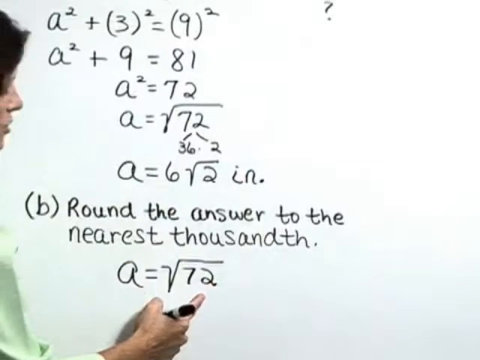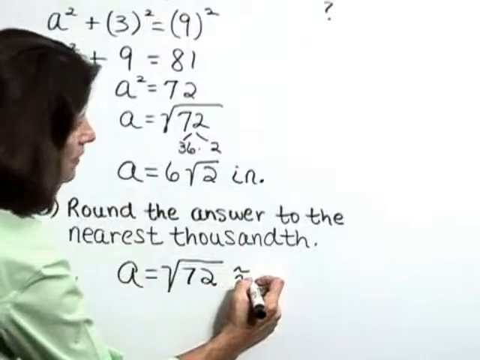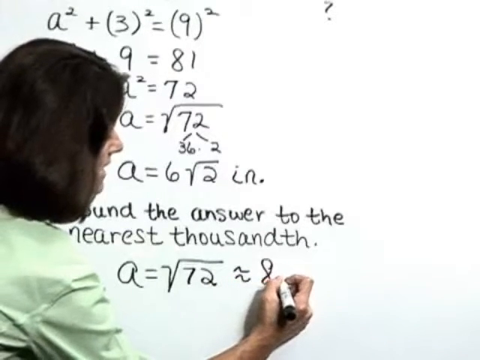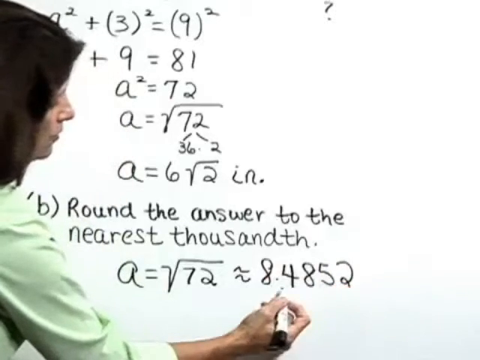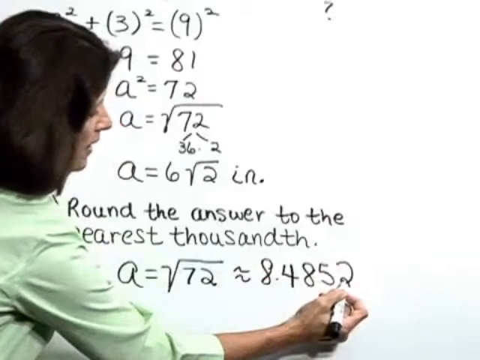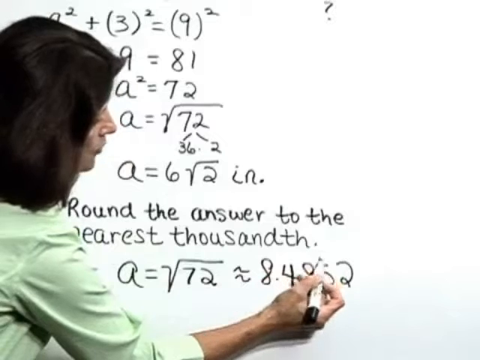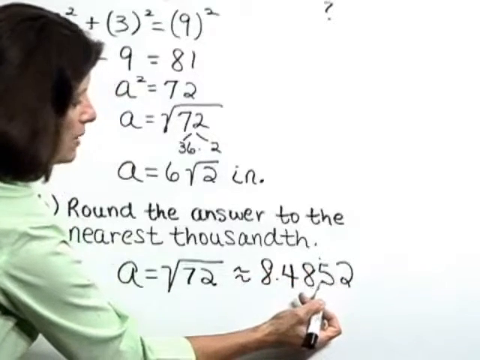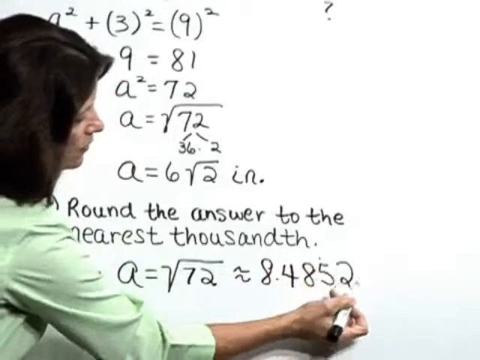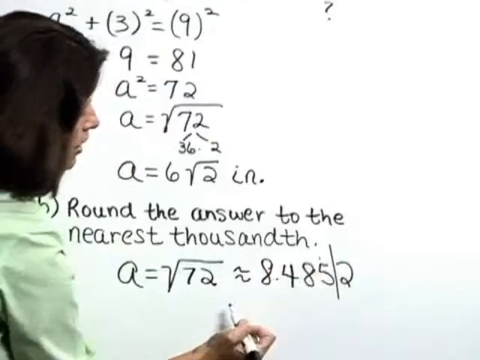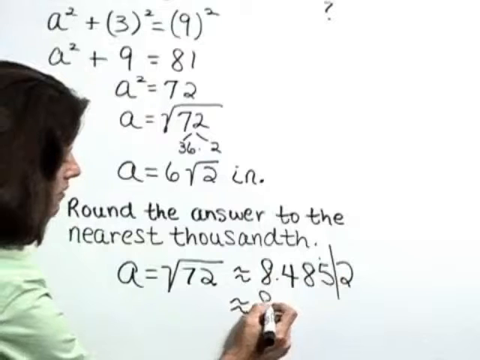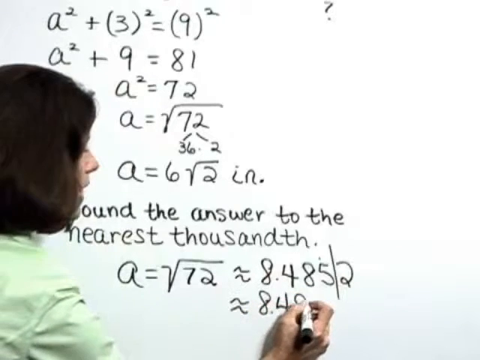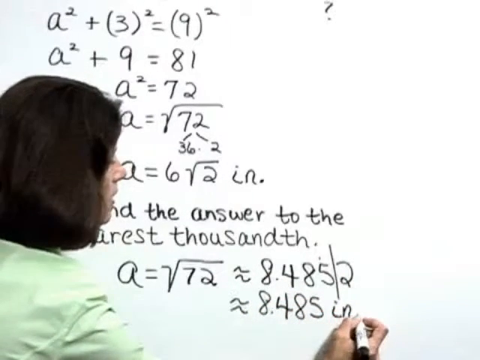Now the square root of 72 out to 4 decimal places is approximately 8.4852. So we need to see this 4th decimal place so that we know how to round to the thousandth place. This is smaller than a 5, so we're going to chop that off. And to the nearest thousandth, then, this is 8.485 inches.